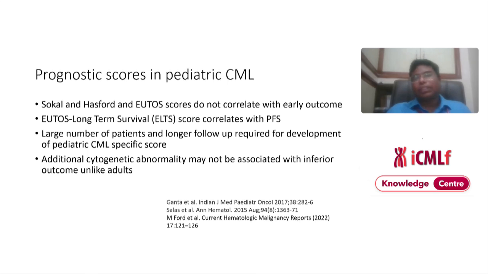Coming to the role of prognostic scores in pediatric CML patients. We do not have a standard pediatric CML specific score, and among adult scores we use SOKAL, Hasford, and EUTOS. These three scores do not correlate with early outcome in pediatric patients. However, a study from India had shown that the EUTOS long-term survival score correlates with progression-free survival. But at this point, we need a large number of patients and longer follow-up for development of a pediatric CML specific prognostic score.